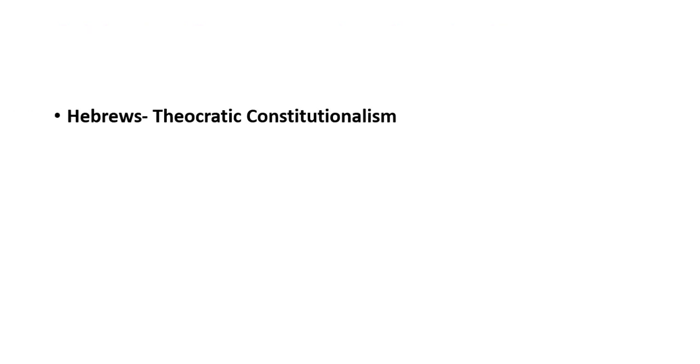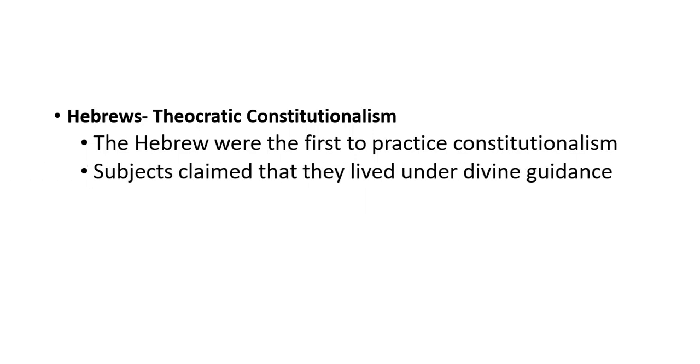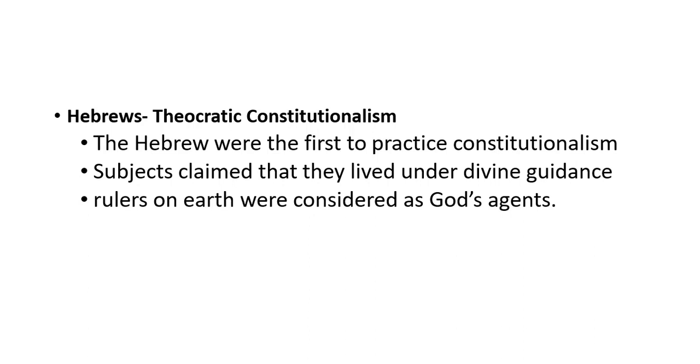The second development is Hebrews' theocratic constitutionalism. The Hebrews were the first to practice constitutionalism. They emphasized limiting rulers' absolute power by divine law. Subjects claimed that they lived under divine guidance, and the rulers on earth were considered God's agents. Thus, rulers were expected to have a moral obligation to their subjects. When rulers became unjust in practicing law, prophets claiming spiritual authority arose to advise, warn, and resist them. This is considered the first legitimate position against established authority.